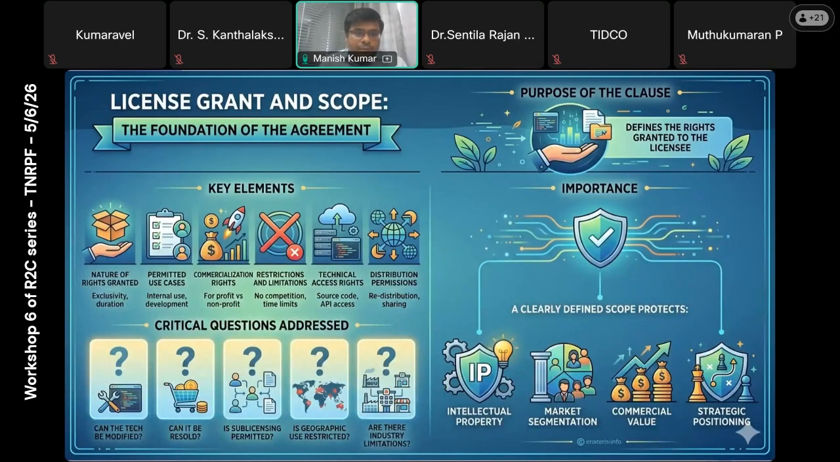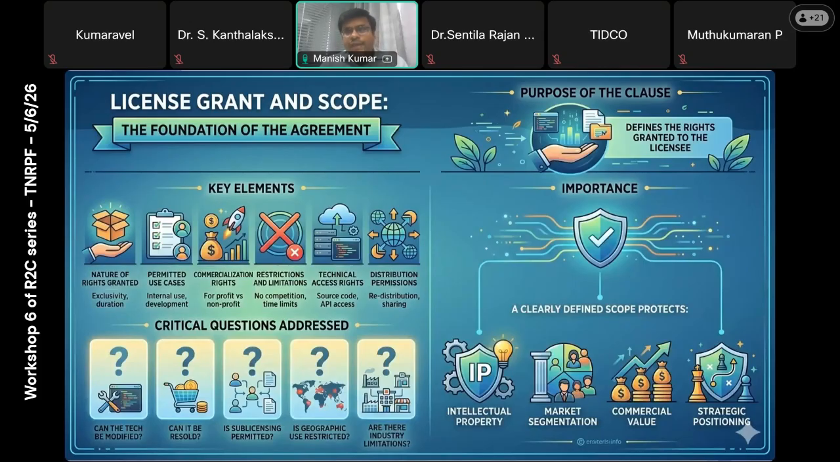So the important part then comes to what is the scope of the grant. Here this one becomes a little bit typical. We think only that we are either giving an exclusive license or a non-exclusive license, but then we do not define it properly, and we lose out on a lot of things.